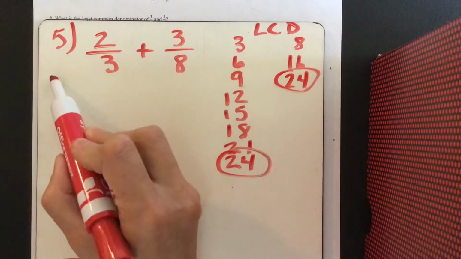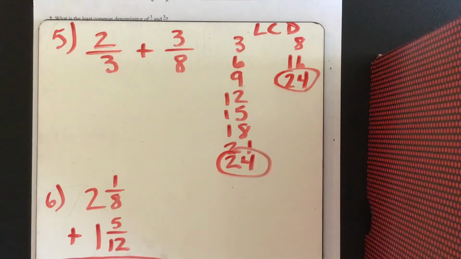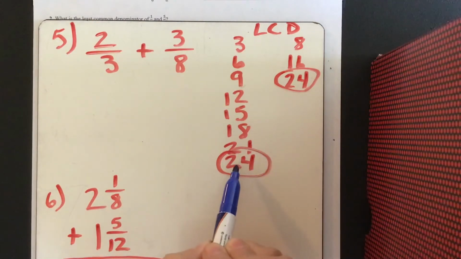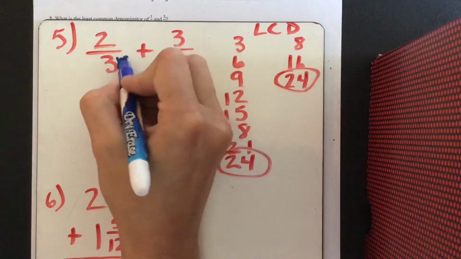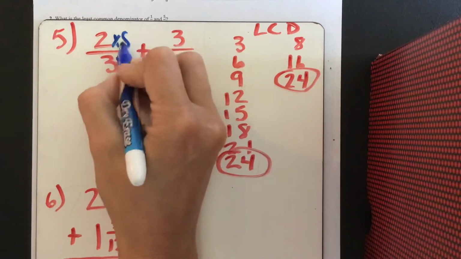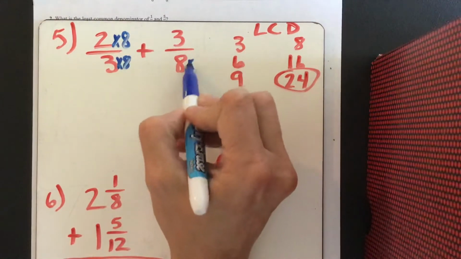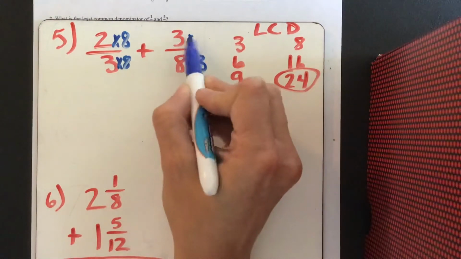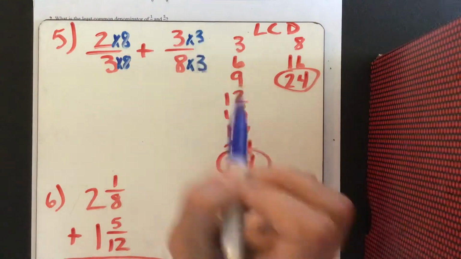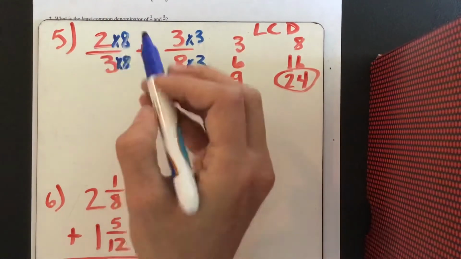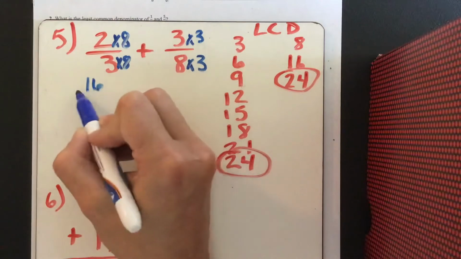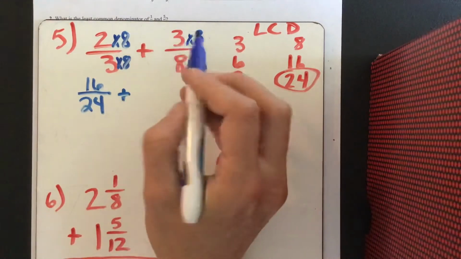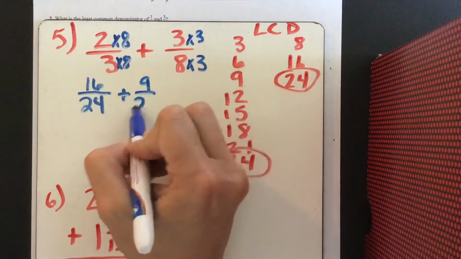So I'm going to multiply my 2/3. I've got to get a common denominator of 24, so I'm going to multiply by 8 here. What I do to the top, I have to do to the bottom. And then my 8, to get to a denominator of 24, I would multiply by 3. What I do to the denominator, I have to do to the numerator. So 2 times 8 is 16 over 24 plus 3 times 3 is 9 over 24.